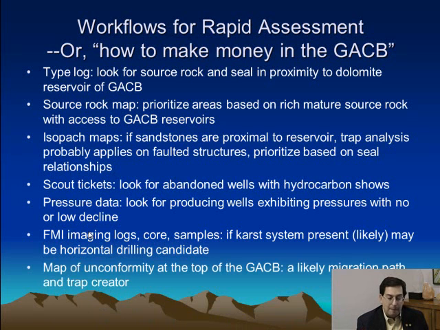And then one more thing I would like to have in any area that I would go exploring in, I would like to have a map of the unconformity at the top of the carbonates, because that is a likely migration path, a potential trap creator, and even thin zones at that unconformity, lag deposits of sand, can connect up into other accumulations. So I think getting a good sense of the shape of that unconformity could be a very, very helpful thing to do.